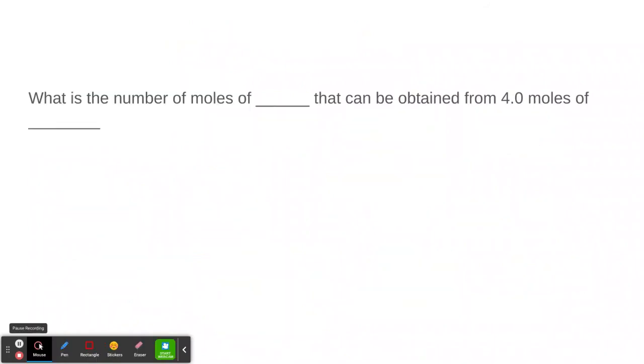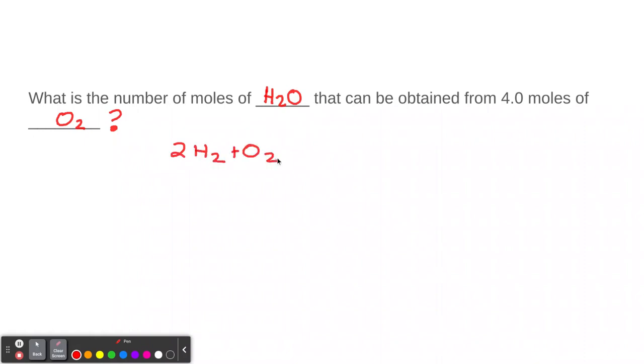All right, here's a question. And I'm going to fill in the blanks here. Let's use red. So it says, what is the number of moles of H2O that can be obtained from 4.0 moles of O2? And let's put our question mark there. So if we know the mole ratios, this can be solved easily. So remember, our equation was this, right? We knew we had this, just in case you forgot. And we yielded this. So we know our ratio of 2, 1, 2.